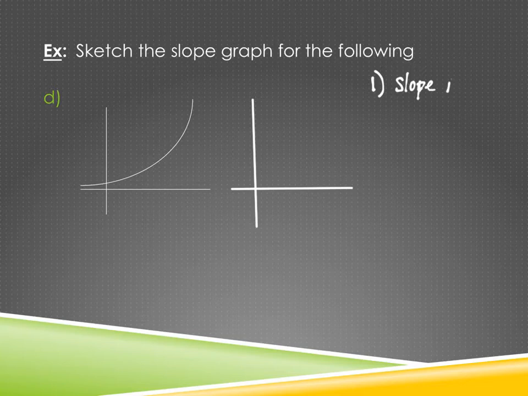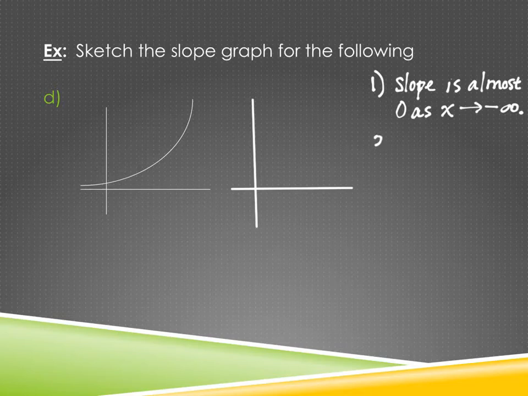I'm going to use the phrase is almost, or you could say is approaching, is almost 0 as x approaches negative infinity. That's how I write it. As you go to the left, far to the left forever, the graph gets really, really close to a slope of 0. Agreed? Okay. What can you tell me about positives and negatives in the slope?